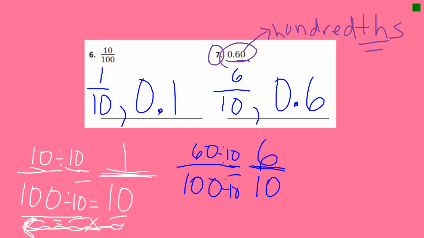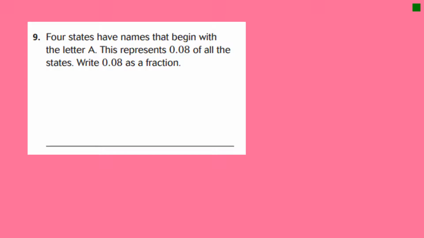Woohoo! All right, let's keep going. All right, down at the bottom here. 4 states have names that begin with the letter A. I didn't know that. 4 states: Alabama, Arkansas, Arizona, Alaska. Oh, there are 4 states. Okay. 4 states have names that begin with the letter A.